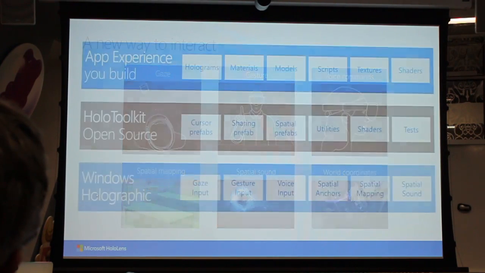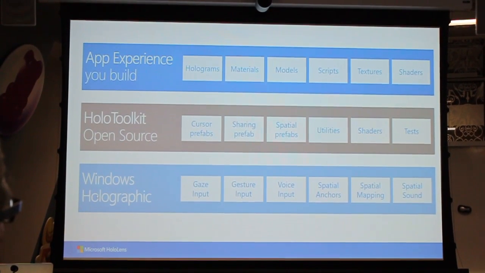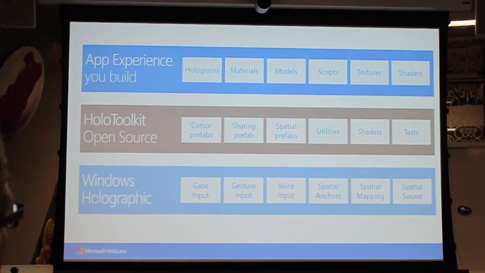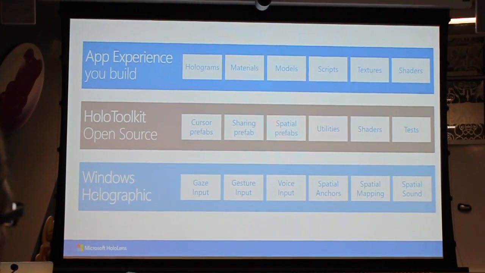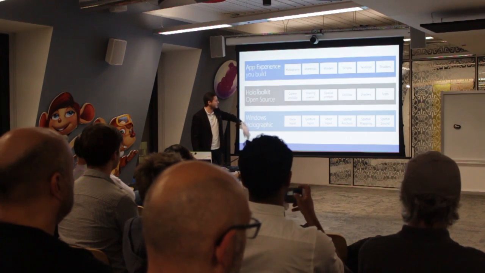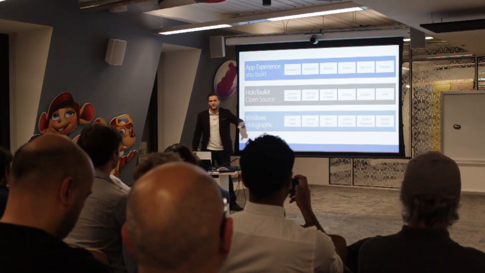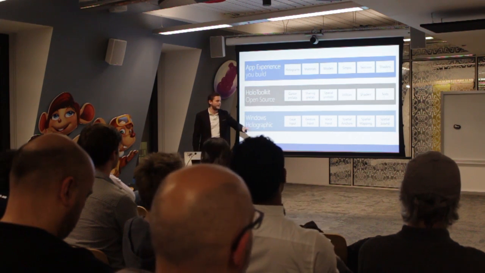So looking more at how things work, this is the architecture of HoloLens, basically, in terms of development layers. Everything that comes from Windows Holographic, this has been given to you. So you've got gaze, you've got gesture, voice, spatial, and so on. It's all part of the Windows 10 stack, so you get that.